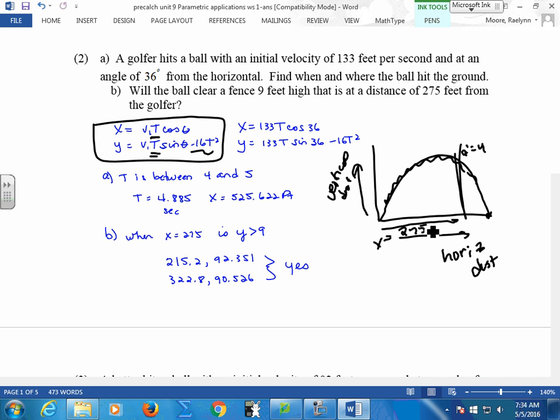And if you're in the ballpark with that, you don't have to be exact on that one. If I look in between here and I know 275 is there, and I see my y's are both well above 9 feet, then that's all I need to write. I don't need to be any more exact than that. If it's close, and there will be some that are close in these, then you got to get a little bit more exact. But you'll clear your fence.